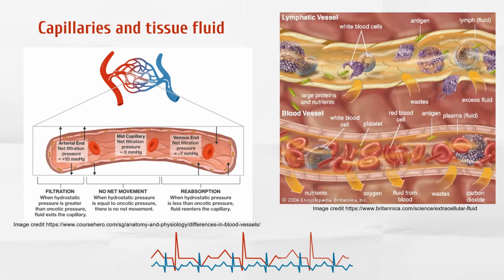In our previous video on animal transport, we talked quite a bit about capillaries. Here we're going to add some more details about tissue fluid. Tissue fluid can also be called interstitial or extracellular fluid. Extra because it's outside of the cells.